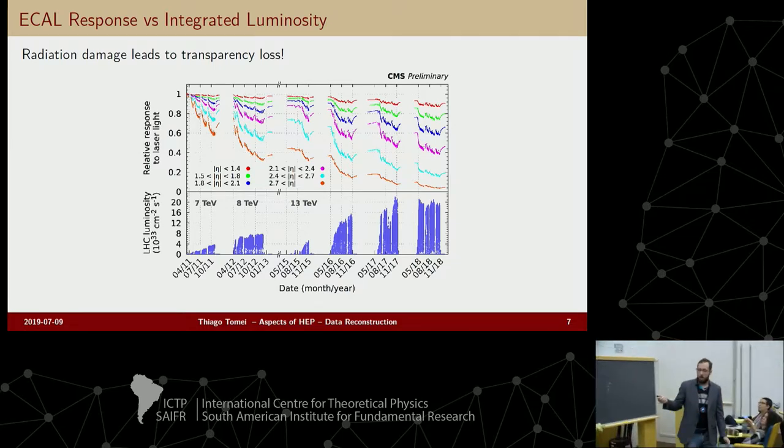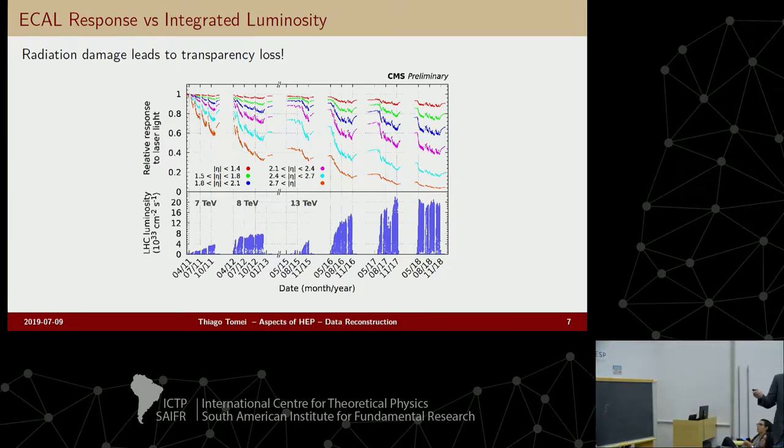And what is this plot? This plot is the relative response to laser light, which is something that we use to calibrate, as function of time, month and year. And then you have here the first run of the LHC at 7 and 8 TeV, and starting at 13 TeV. It recovers a little bit when we let it recover. But you see that the response is always getting worse.